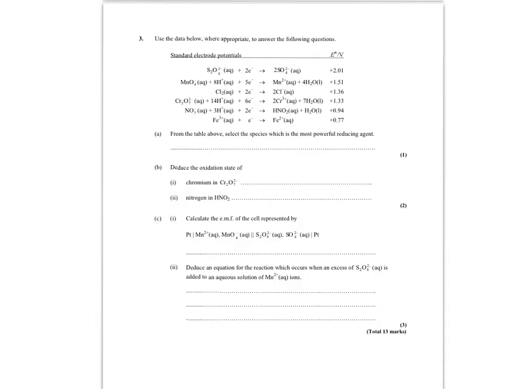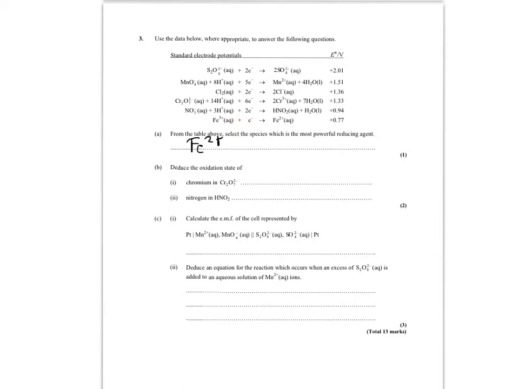So next question. This says, from the table above, select the species which is the most powerful reducing agent. Now we know the most powerful reducing agent is the one that's most likely to get oxidized. And if it's getting oxidized, that means it's losing electrons. So this is going to be, again, the most negative electrode. If we look down the table, the most negative electrode is the bottom one. But it's being oxidized, remember, because it's a reducing agent, so we've got to write the thing on the right-hand side of the equation, because if it's being oxidized, it's actually going the other direction. So again, this is Fe2+.